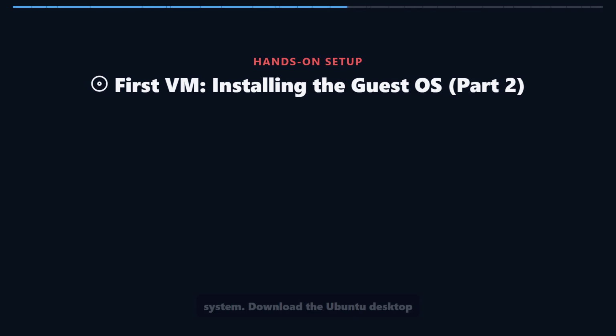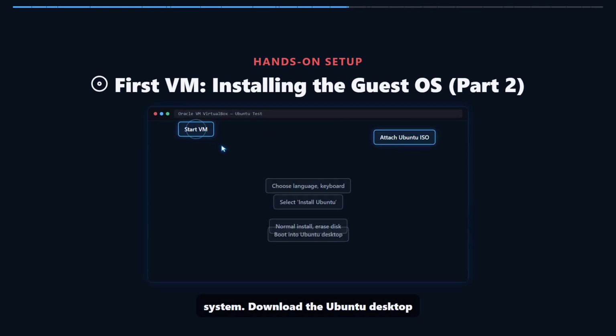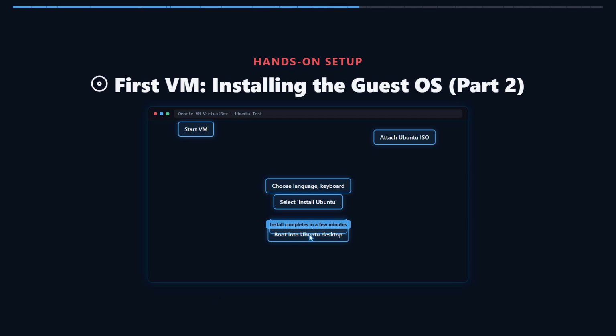Now we need an operating system. Download the Ubuntu Desktop ISO from ubuntu.com. In VirtualBox, attach it to the VM's optical drive under Storage Settings. Start the VM and it boots the installer. Pick your language, choose Normal Installation, and on the disk screen, select Erase Disk and install Ubuntu. Safe? It's only the virtual disk. Set time zone and user account, then wait a few minutes. You'll have a fully functional Ubuntu desktop running inside your main computer.